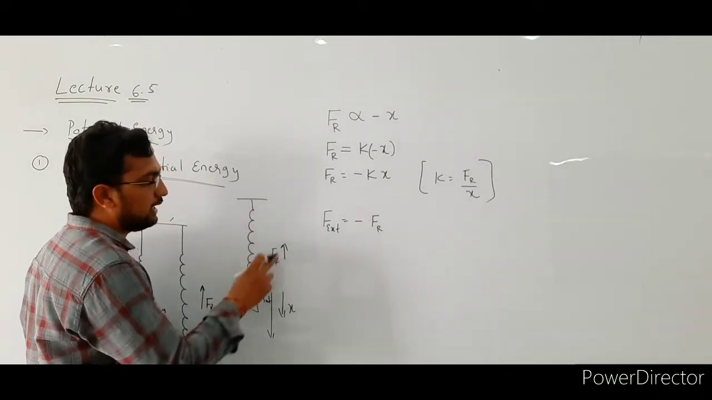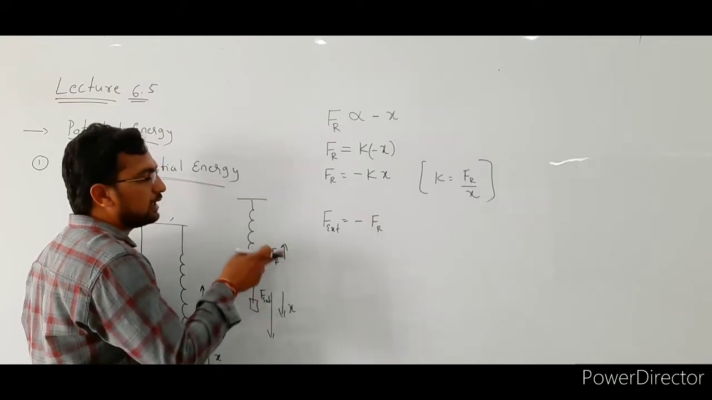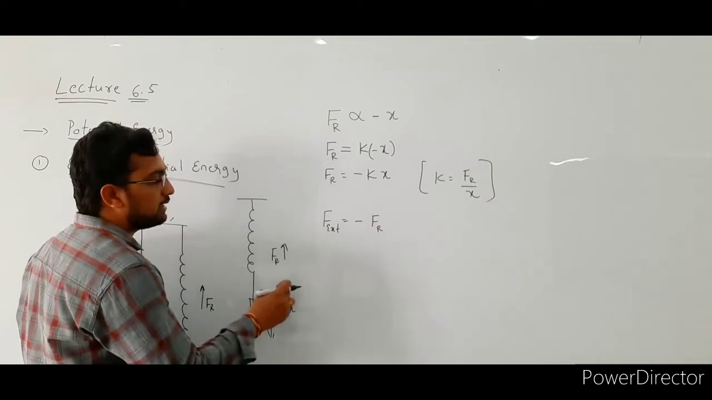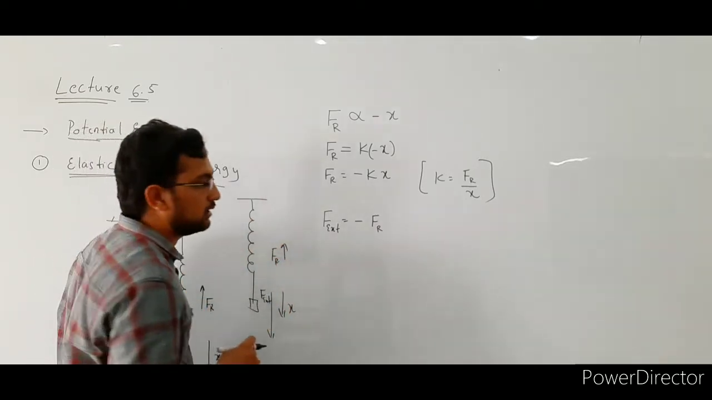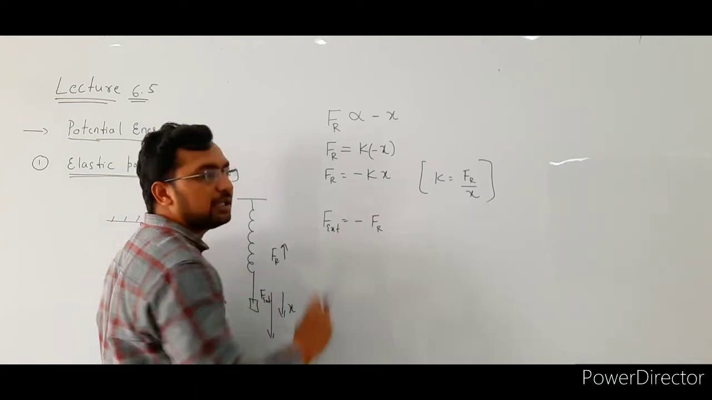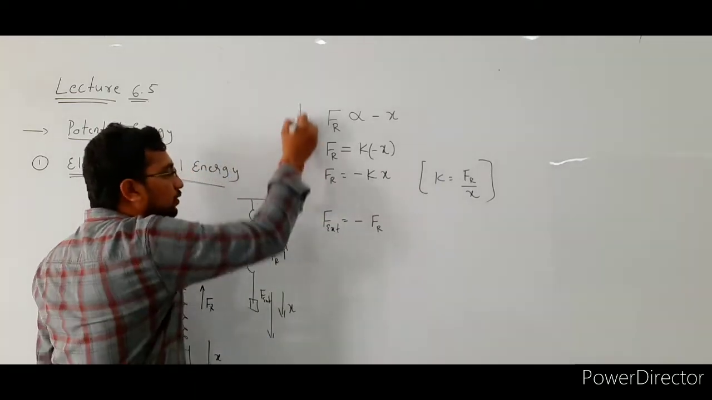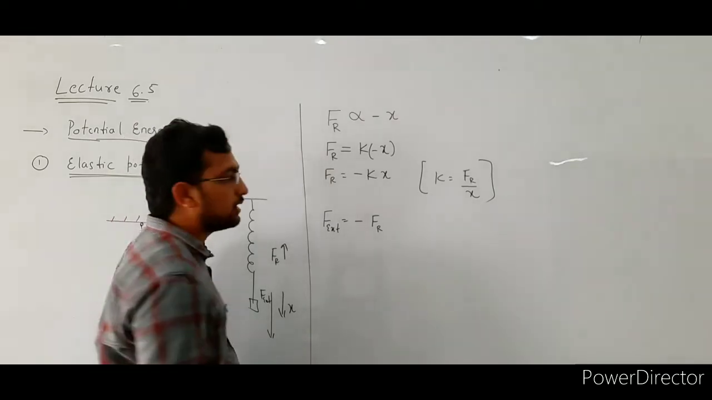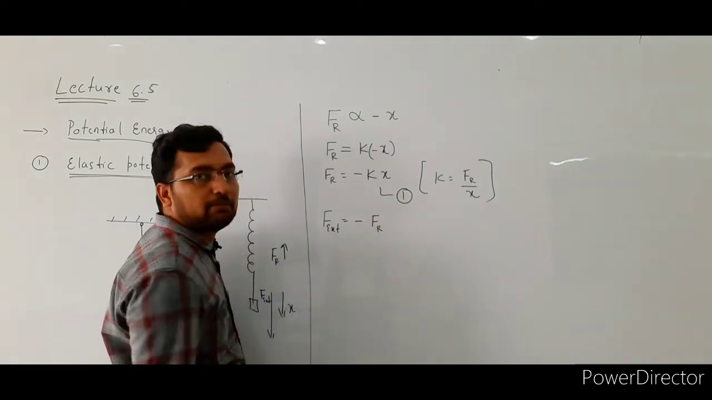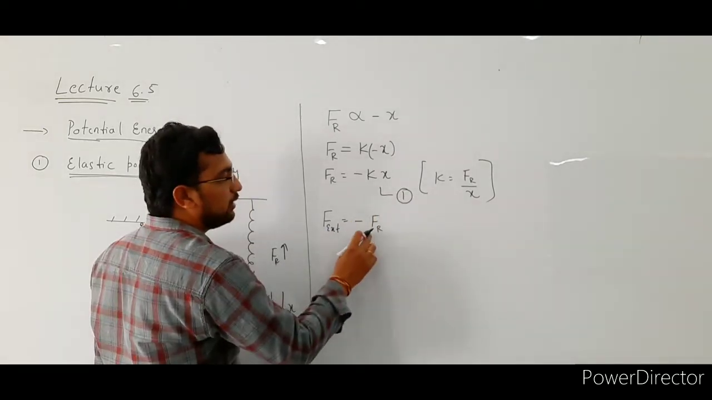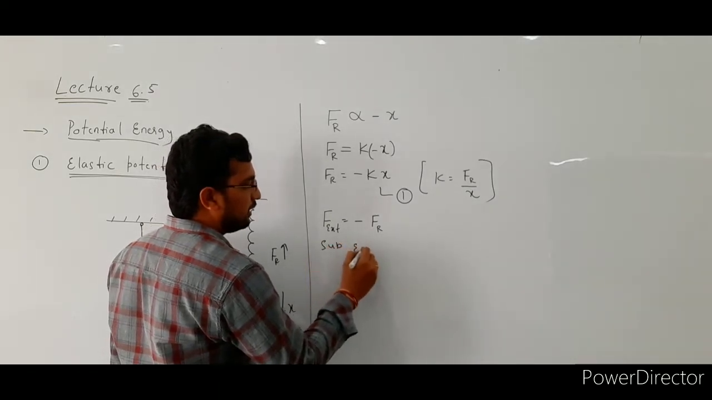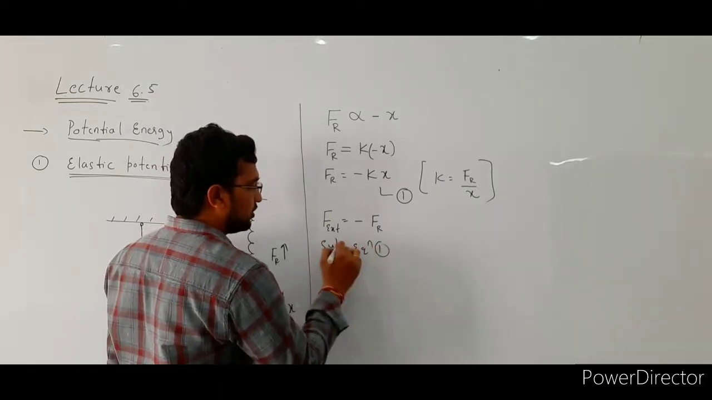In this case, the relation between the external force and the restoring force: the external force is acting in the downward direction and the restoring force is acting in the opposite direction. So the external force is equal to minus of restoring force. So already we know the value of restoring force. Let us assume that this is equation number 1. Substitute equation number 1 in the above equation.